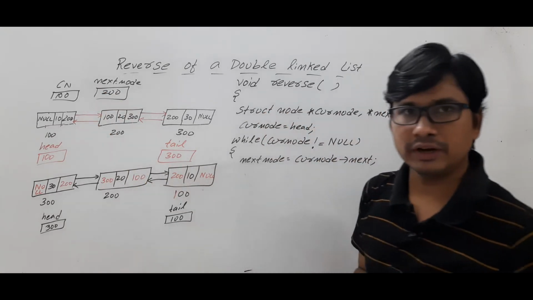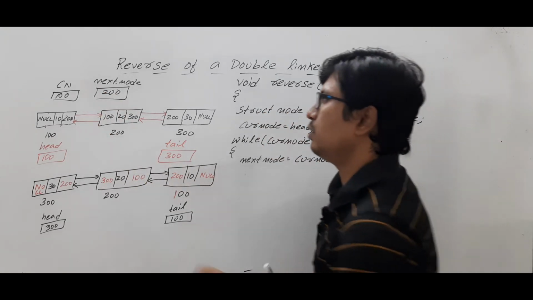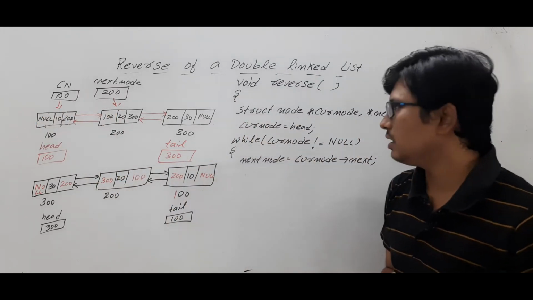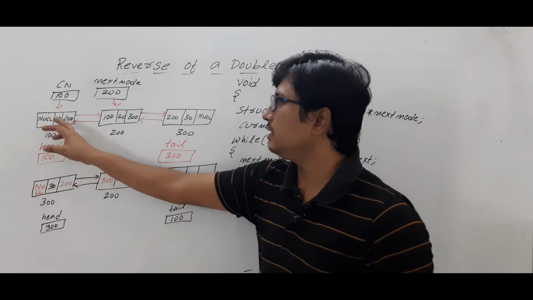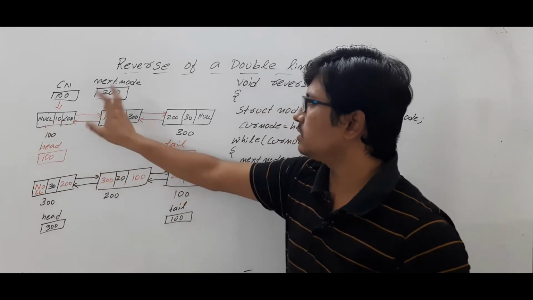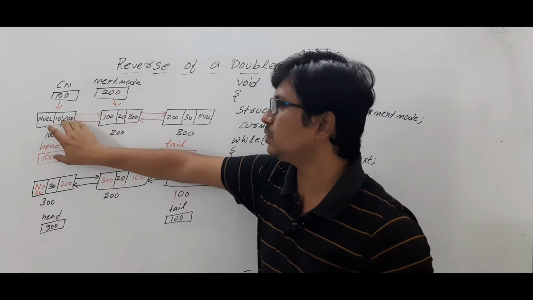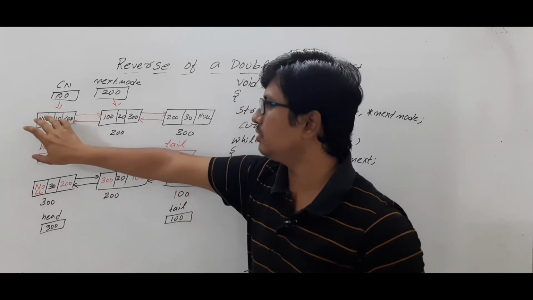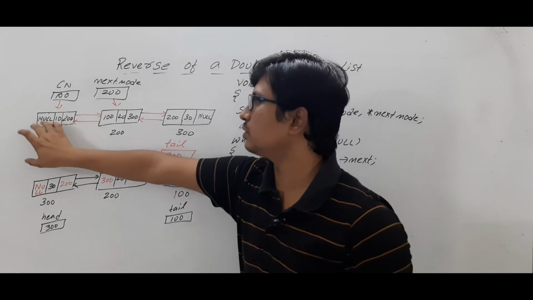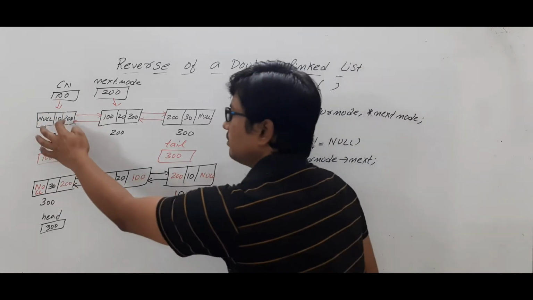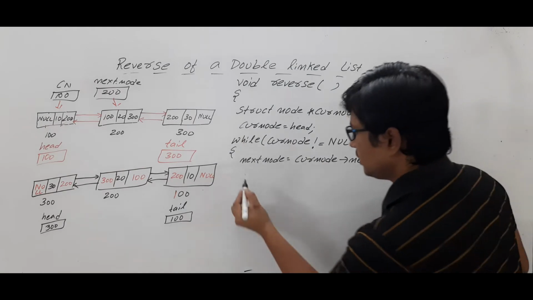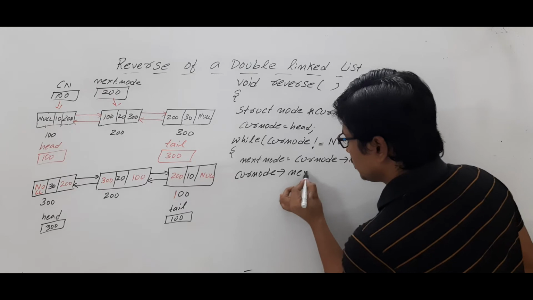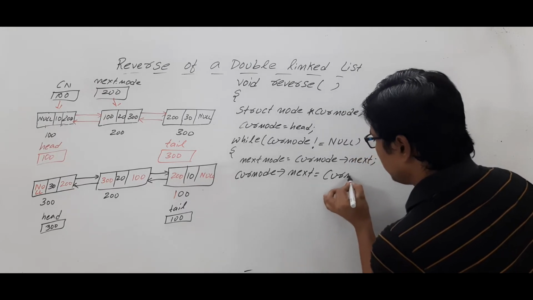Now we have two pointers, current node and next node. One is pointing to this node and another one is pointing to the next node. Is it clear? Now what we have to do here, 200 is there here, am I right? So even if I lose 200 here, no problem. So what I will do here is current node of next is equal to current node of previous. So here I will write null.